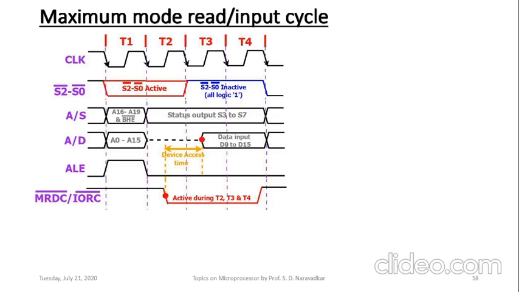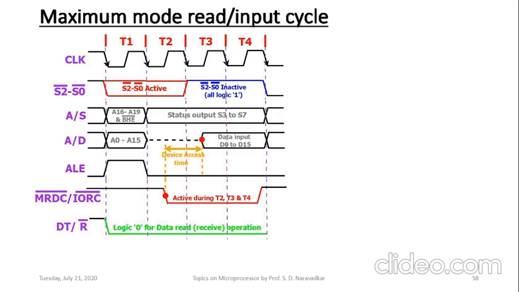Then next will be the DT/R bar signal, which is given by the 8288 bus controller. In the maximum mode, this signal is initially logic 1, it becomes logic 0 for data read operation or receive operation. It is logic 0 for data read or data receive operation throughout, because read operation, receive operation, input operation is one and the same.